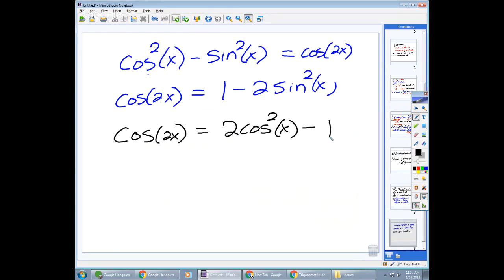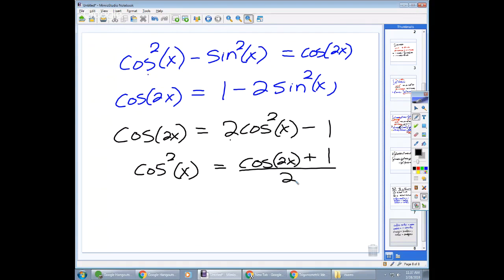Okay, so this is helpful because it gives me another way to rewrite cosine squared. So if I solve this equation for cosine squared, well, I would have to add 1 to the other side, right? So then I would get cosine of 2x plus 1. And then I would have to divide by 2.